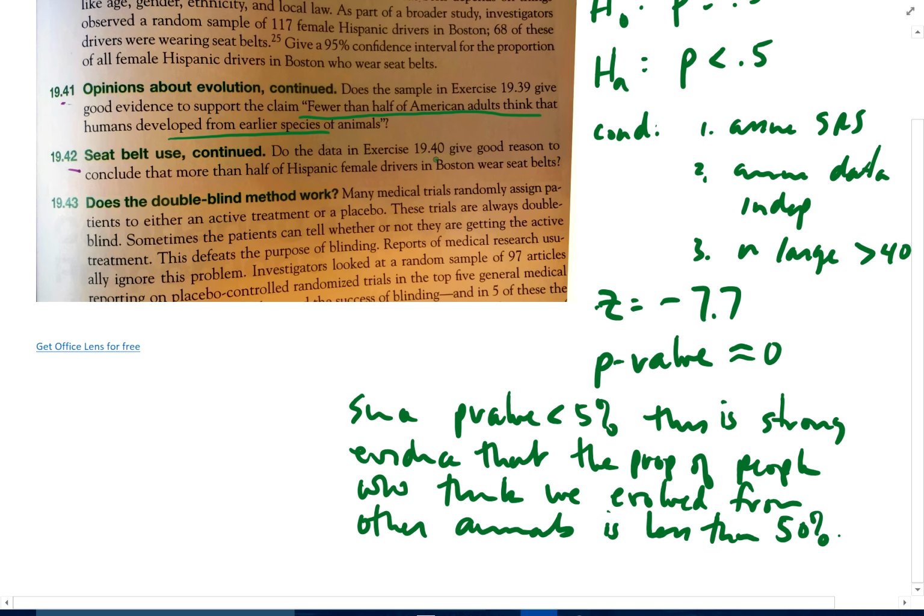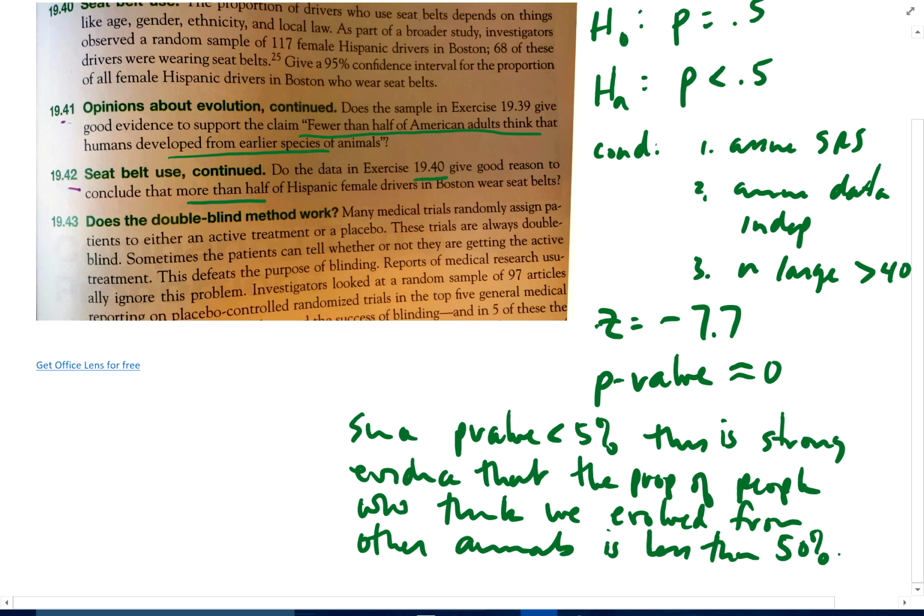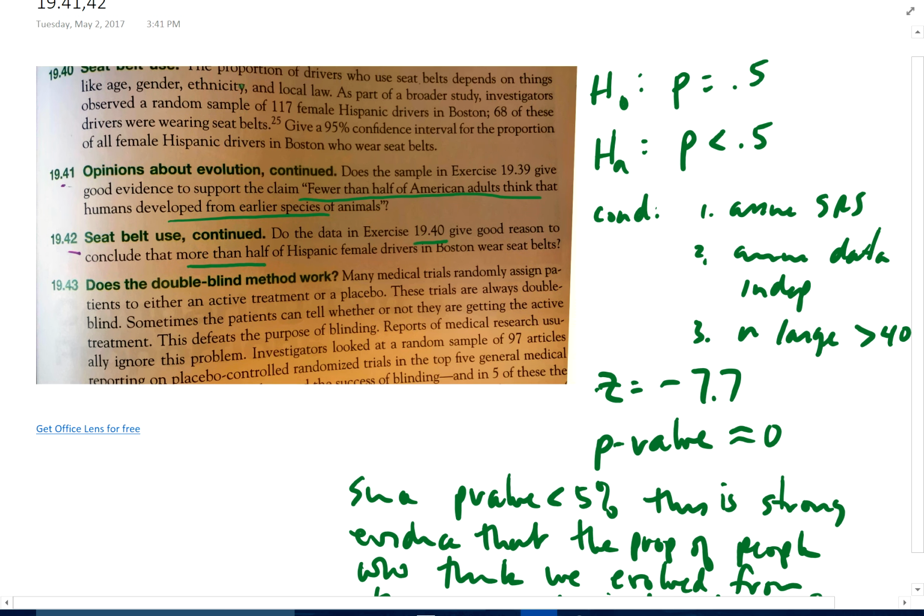Okay, and last but not least, 42. Does the data in 40 give good reason to conclude that more than half the Hispanic female drivers wear seatbelts? More than half. Well, let's look at 40. 40 says the proportion of drivers who use seatbelts depends on things like age, gender, ethnicity, and local laws. As part of a broader study, investigators took a random sample of 117 female Hispanic drivers in Boston. 68 were wearing seatbelts.